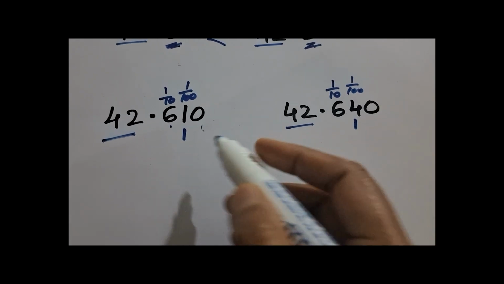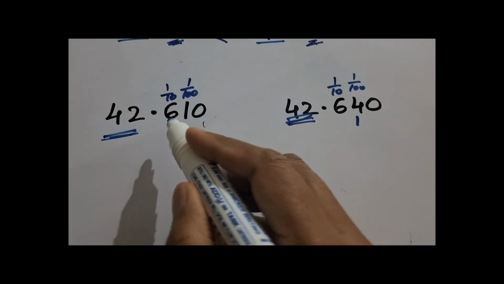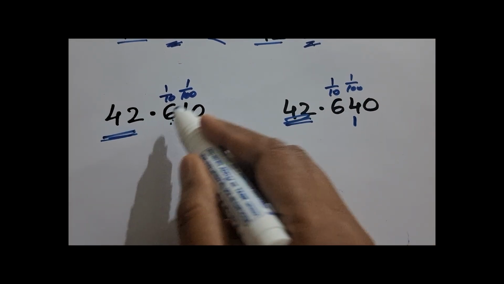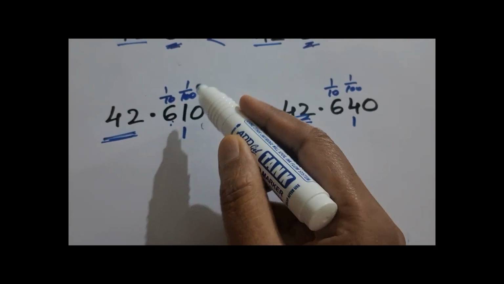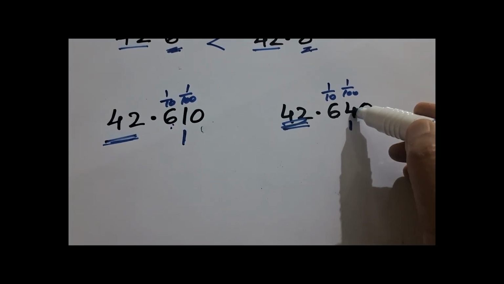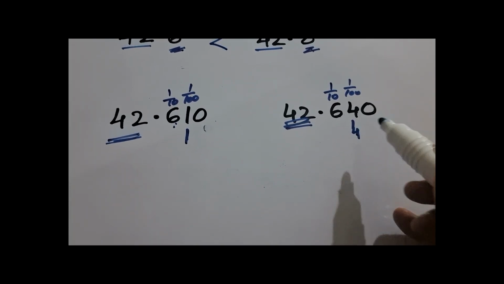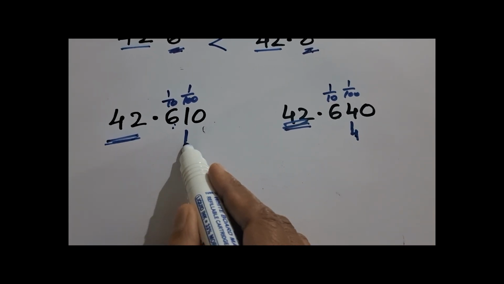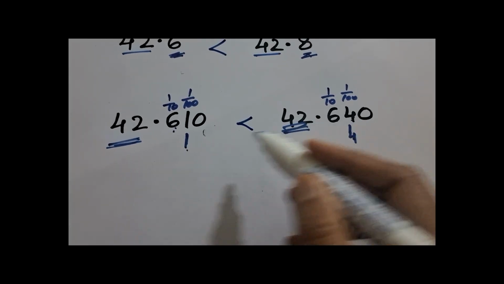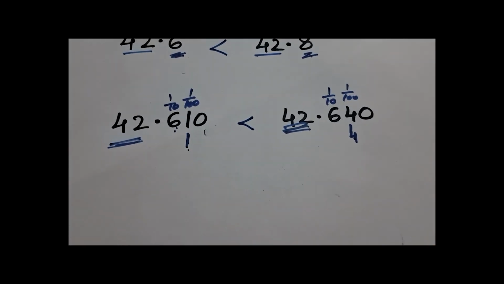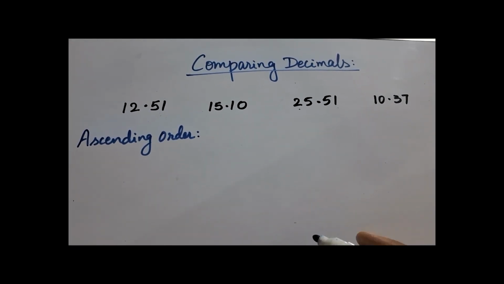Okay children. Now here we can see that the whole numbers are the same, isn't it? And the tenths place is also the same, 6 and 6. But in the hundredths place, this is 1 and this is 4. So 1 and 4 we need to compare, children. Which one is greater? 4 is greater than 1. So that means 42.640 is greater than 42.610.